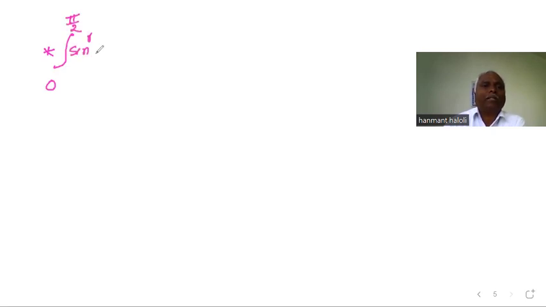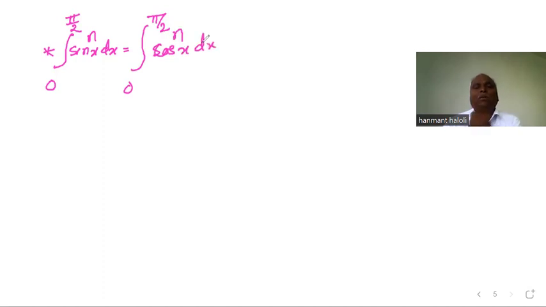is the same as the formula for cos also, pi by 2. If you can check by solving yourself, cos raised to n, x dx. Both the functions sine and cos, for limits 0 to pi by 2, have the same reduction formula. Then that will get here.